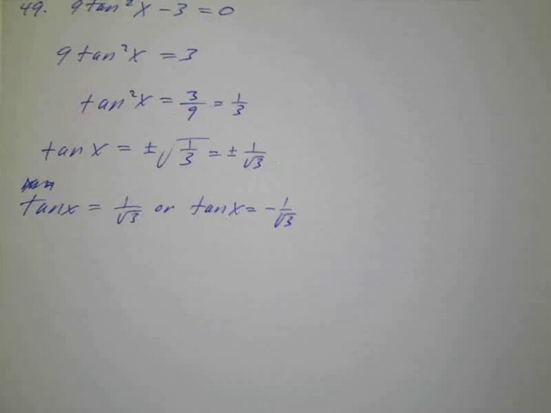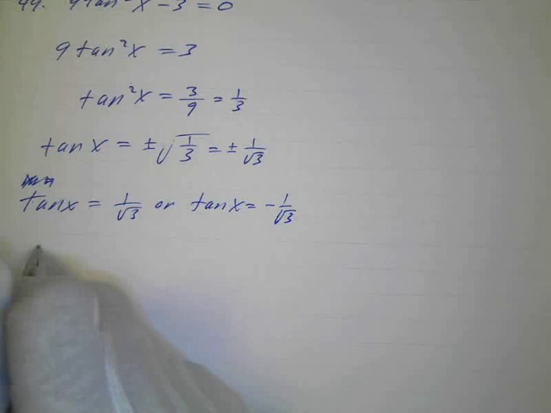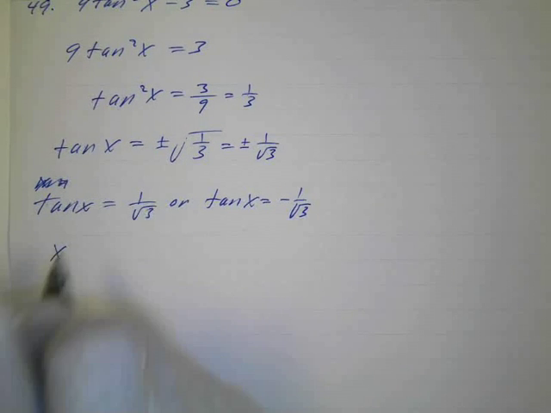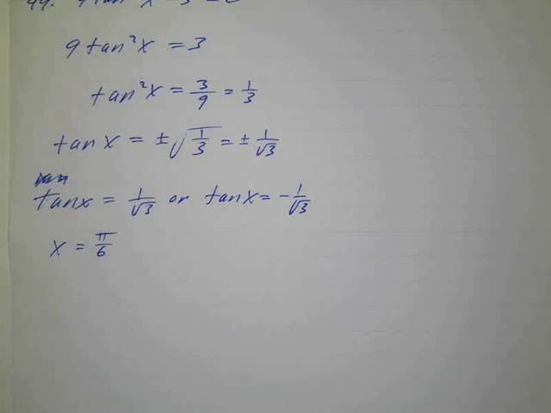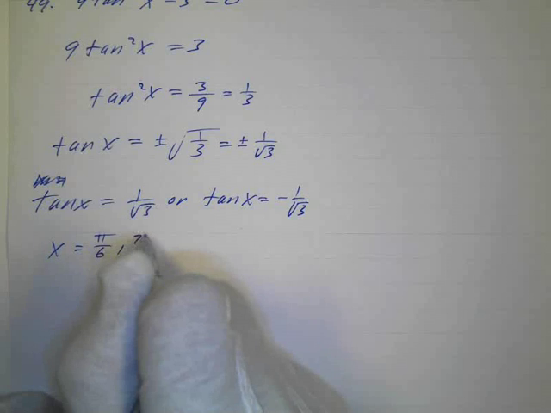Alrighty. And now we know the tangent of x equals 1 over the square root of 3 when x is equal to what? Pi over 6. But it's also positive, so it's going to be also in the third quadrant, which would be 7 pi over 6.